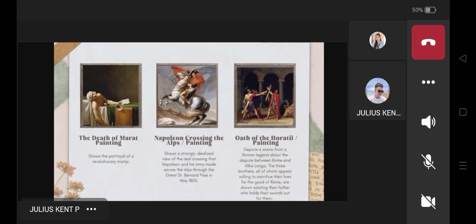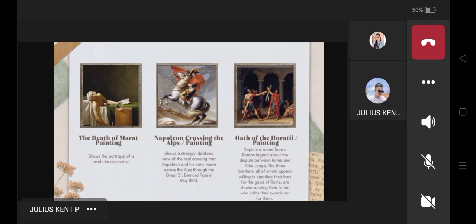At ito naman ang kanyang mga famous artwork na nagawa. The Death of Marat, isa siyang painting, shown the portrayal of a revolutionary martyr. Nakreate siya noong 1793 at ang ginamit na pang-paint ay oil paint. Then, ang pangalawa ay Napoleon Crossing the Alps.